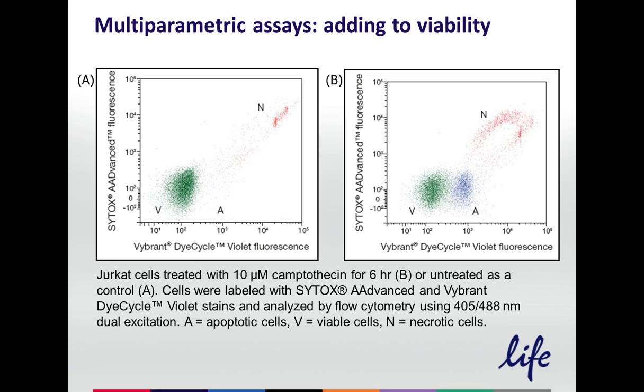If we look over at the right panel, we've got some camptothecin-treated Jurkat cells, and what you see is those green population down in the left are moving to the right into that blue population. However, they're still not dead. Their membrane integrity hasn't been compromised, so you can still see that they have equivalent SYTOX staining as the live cells. But what you do see is an increase in the Vybrant DyeCycle fluorescence, and this is telling you that the nuclei, the chromatin, is being condensed, and that's a marker of apoptosis.